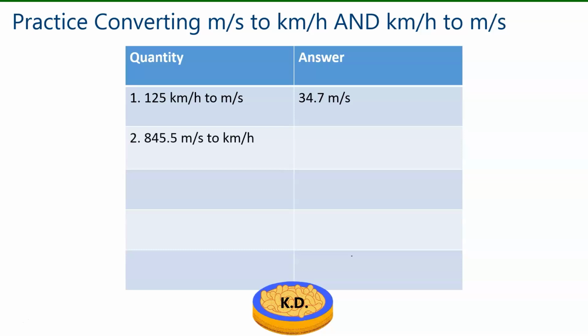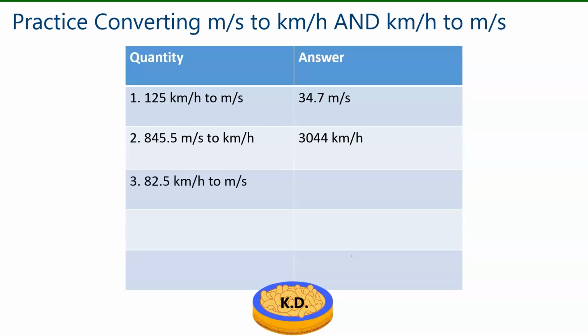Next, we're asked to convert 845.5 meters per second to kilometers per hour. Pause the video while you work out your calculation, then resume it to check your answer. In this case, we're multiplying by the conversion factor, which is 3.6, and we get 3,044 kilometers per hour. Remember to keep your significant digits the same as was in the original number.